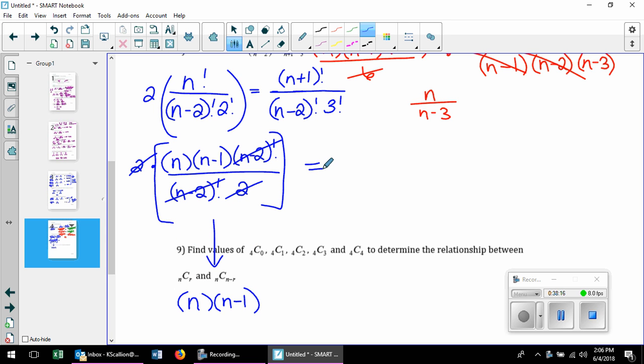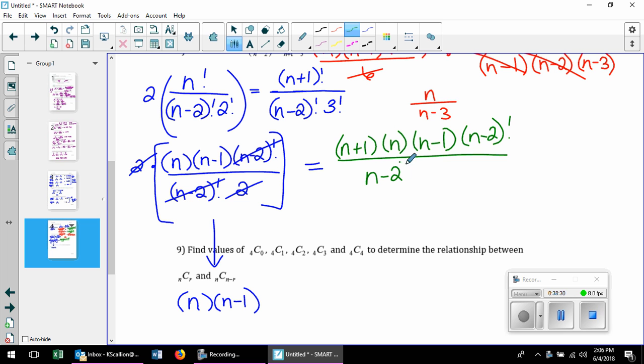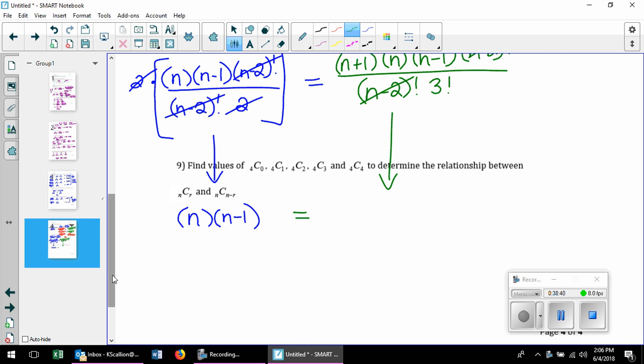So on the other side of the equal sign, I'm going to expand. So this is going to be n plus 1 times n, n minus 1, n minus 2 factorial, over n minus 2 factorial, 3 factorial. Those cancel each other out. So that's going to equal n plus 1, n, n minus 1, all over 6.